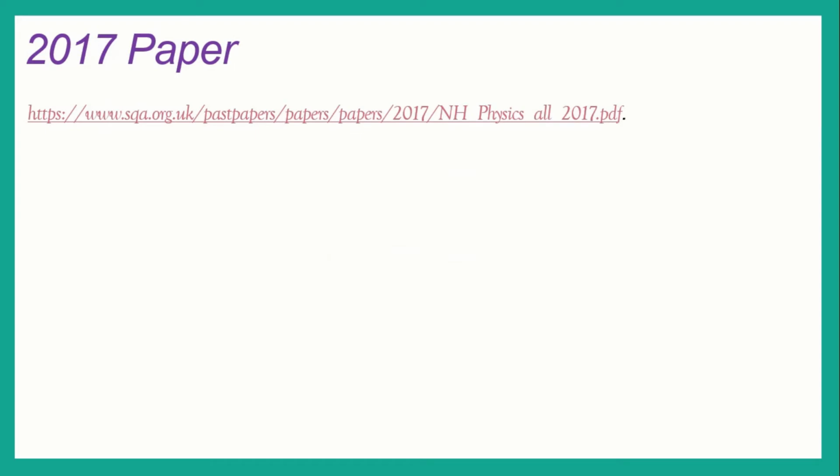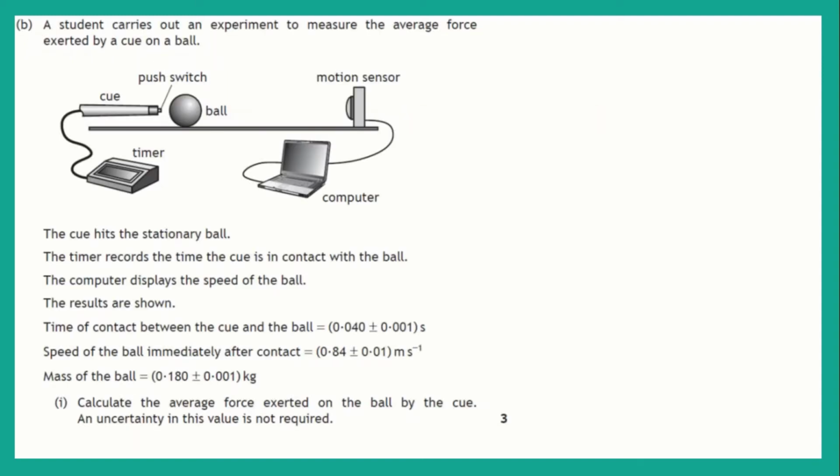So now that I've showed you an example on how to do this, let's do some together. I've got a few here. The first one's from the 2017 exam paper. The link to that is on the screen. There's an experiment that's based around momentum and impulse. Don't worry if you haven't covered momentum and impulse yet. That's not important for here. What is important is being able to handle the uncertainties.